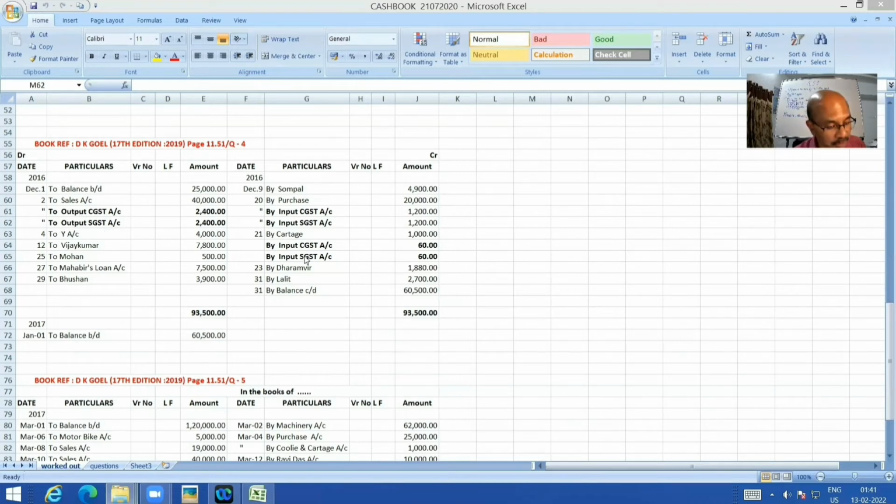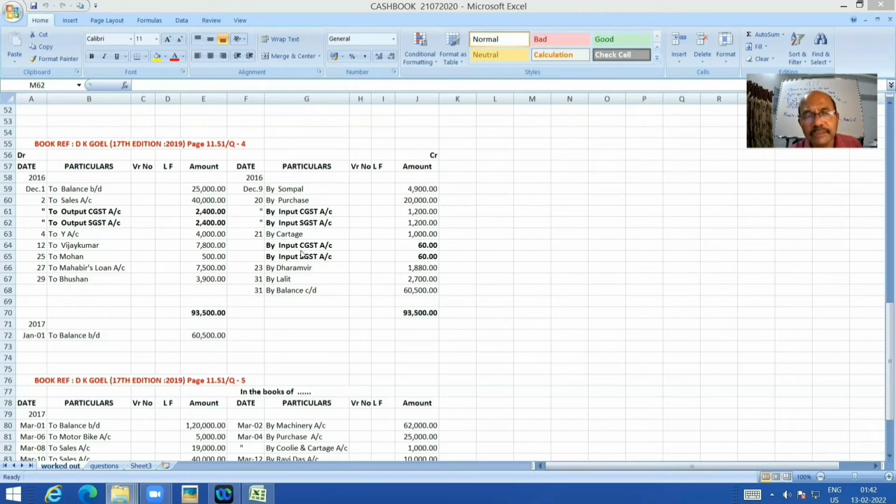Okay. Fine. Then next, paid cartage. There also GST. If I mention purchase, it's not necessarily that only at purchase time the GST will be there. Any expenditure where you have incurred, you have incurred GST also.